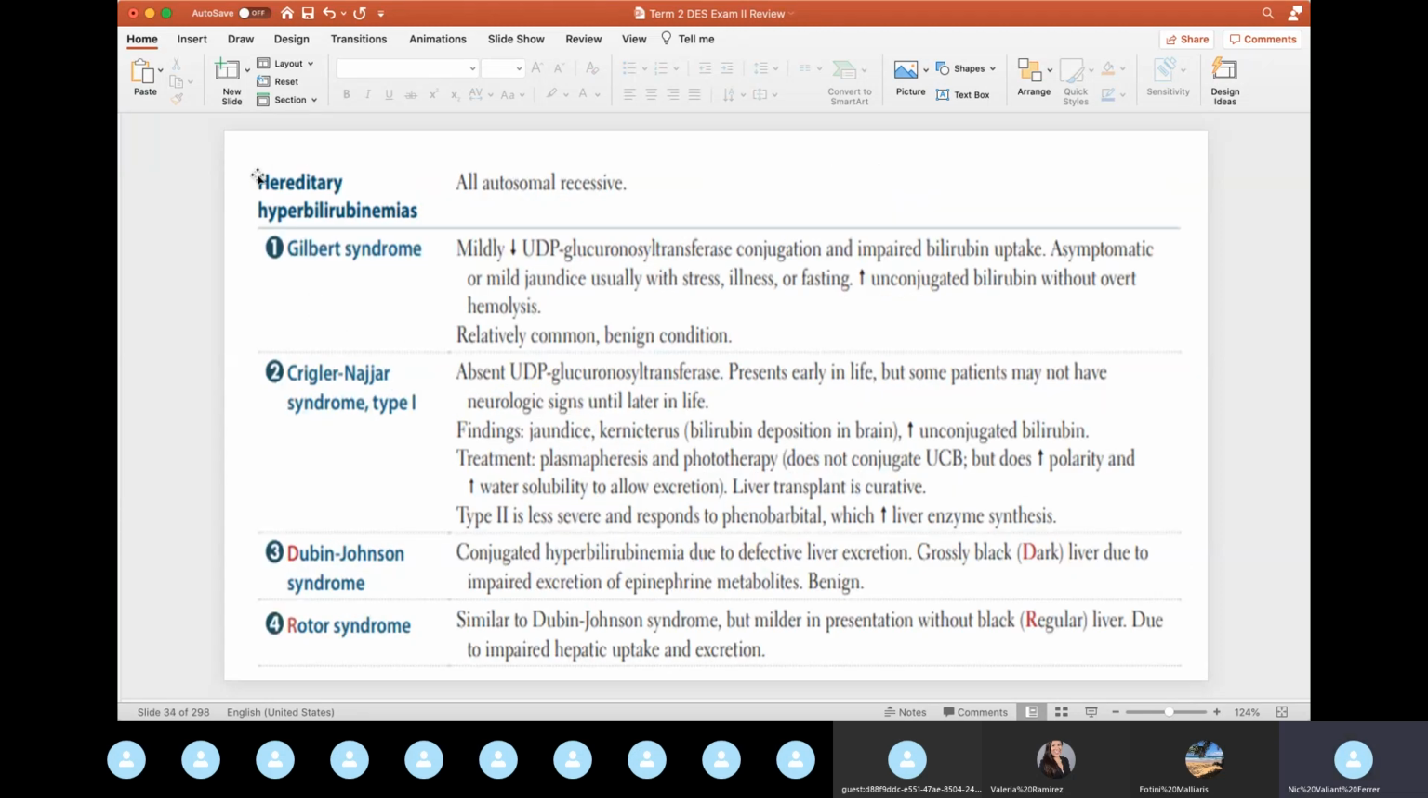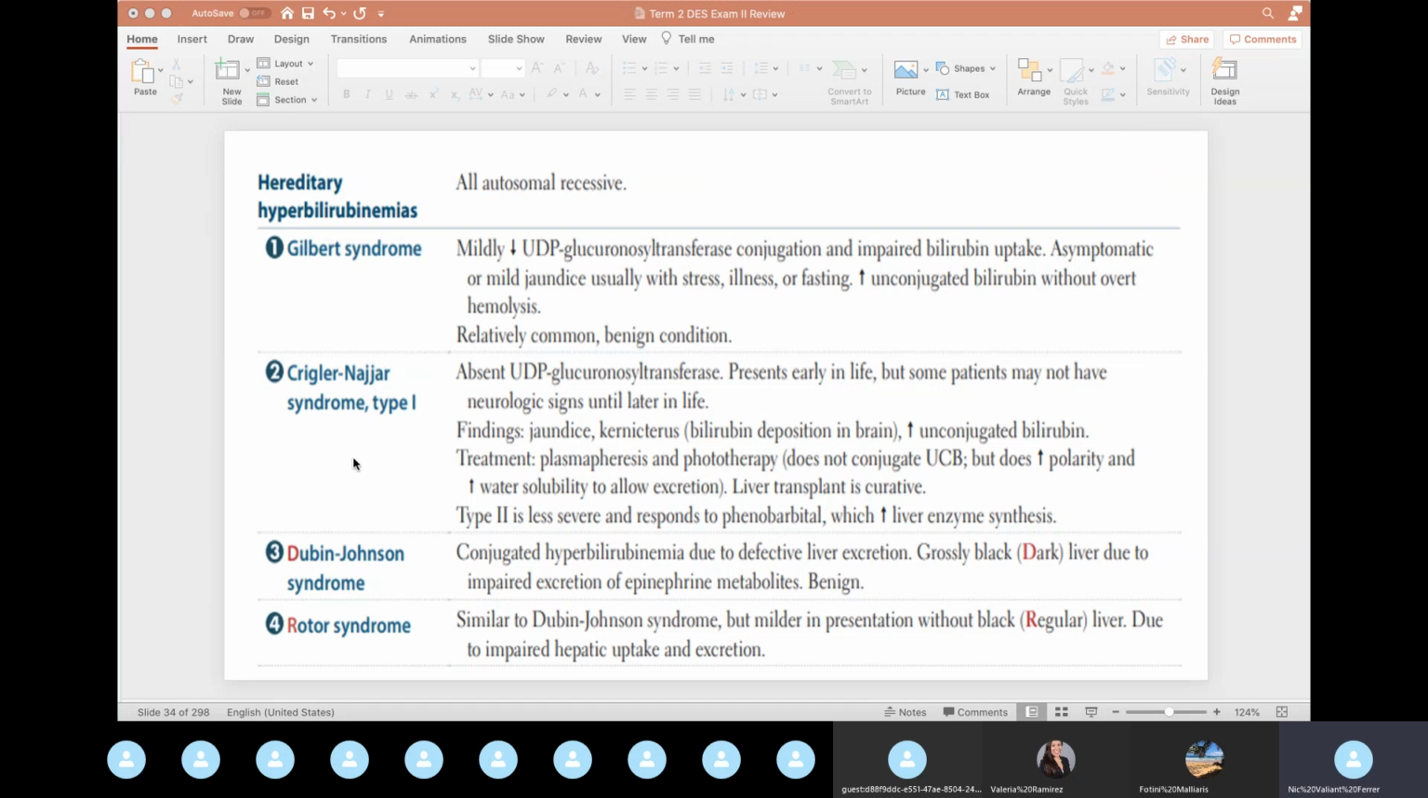Again, high yield, put a star here. Hereditary hyperbilirubinemia means you have an increase in bilirubin, but it depends. These are all autosomal recessive. For Gilbert syndrome, you have a mildly decreased UDP glucuronosyl transferase, so this is asymptomatic. You can have mild jaundice in the patient. You have an increase in unconjugated bilirubin without hemolysis. This is common, this is benign.